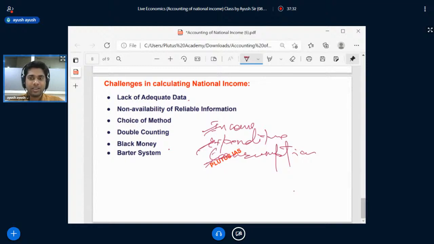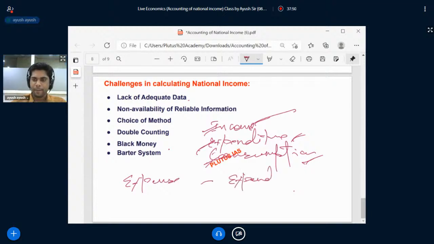Do I need to explain the income? I hope that is clear to you. Do I need to explain the expenditure and consumption thing? That is, what is expenditure, what is consumption. Yeah, there are two things that I need to explain. One is expense, another one is expenditure. Do you know the difference? Difference पता है आप लोग को?